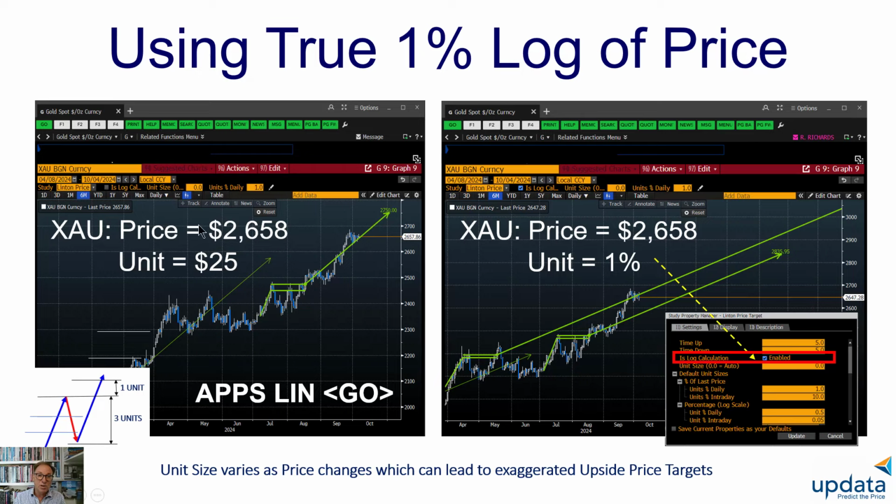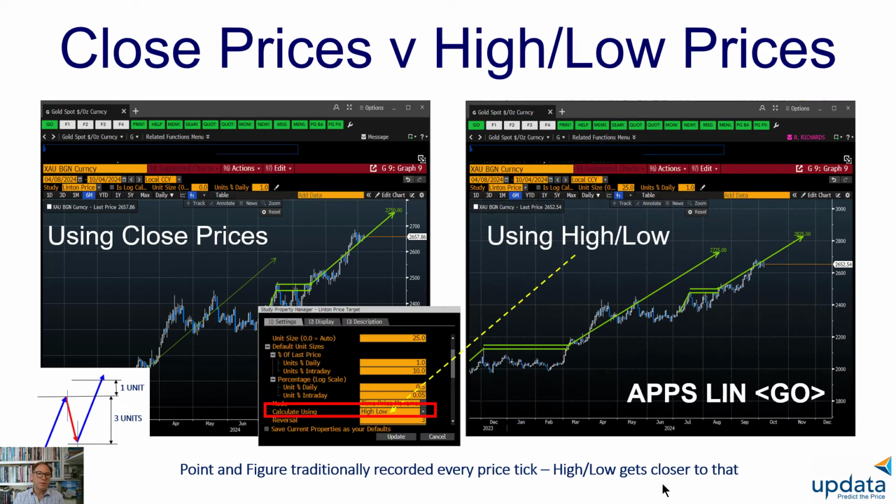The box size is uniform in that instance, but if we use 1%, this is now going to vary the unit size as we move up the chart. So we see here it's a true 1% of price, and that means these units get bigger and bigger and bigger as we go up the chart. So 1% box size or unit size will actually exaggerate the upside price targets. And again, this is the area where you would use the log calculation. So that's just the difference between arithmetic and log.